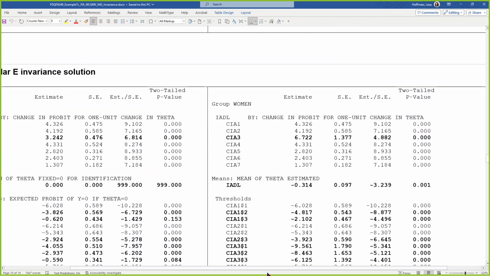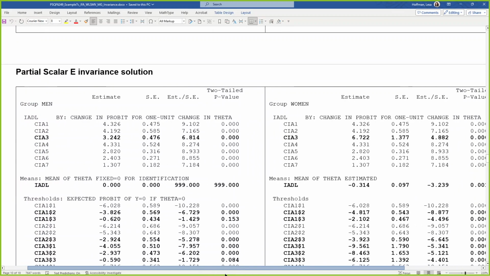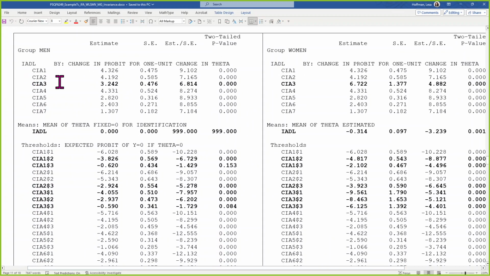So here's the final solution for this stage, I should say. Item 3 wants to have a different loading across groups, and 2 of the 3 thresholds for item 1, 1 threshold for item 2, and all 3 thresholds for item 3 want to be different across groups.